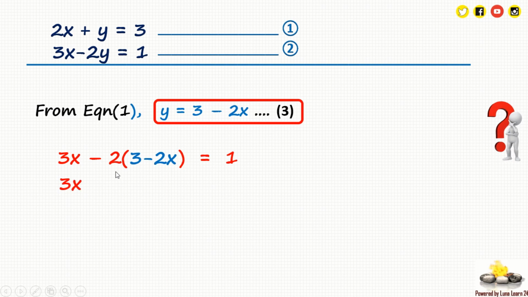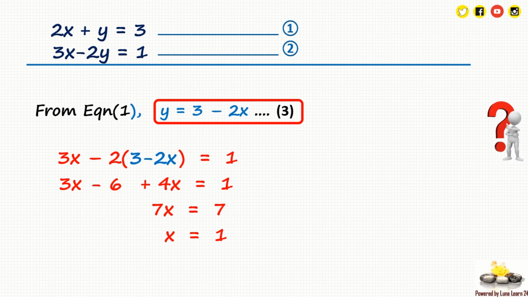We expand and simplify. We have negative 2 times 3, which is negative 6. And negative 2 times negative 2x is plus 4x, because negative times negative is positive, and 2 times 2x is 4x. So this is equal to 1. We bring like terms together. 3x plus 4x is 7x. And we carry this negative 6 to the right hand side. It becomes plus 6. Plus 6 plus this 1 here gives us 7. So at this step, we have 7x equals 7. Dividing both sides by 7, we have x equals 1.